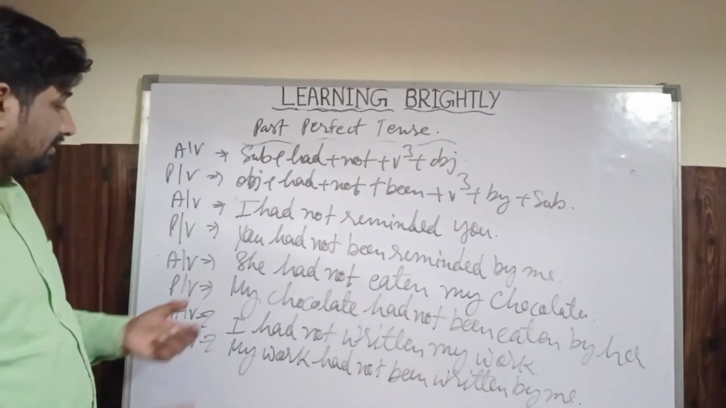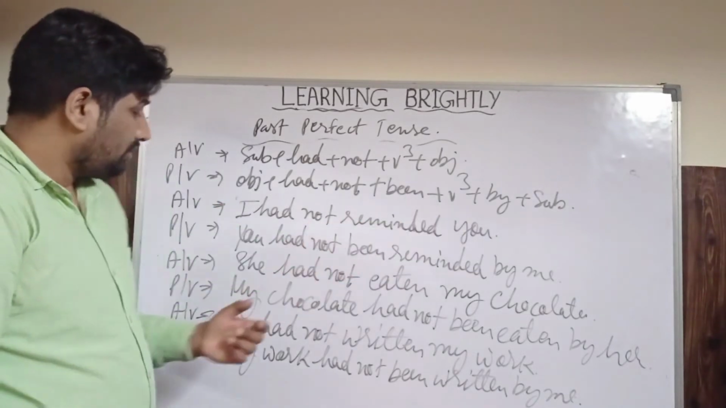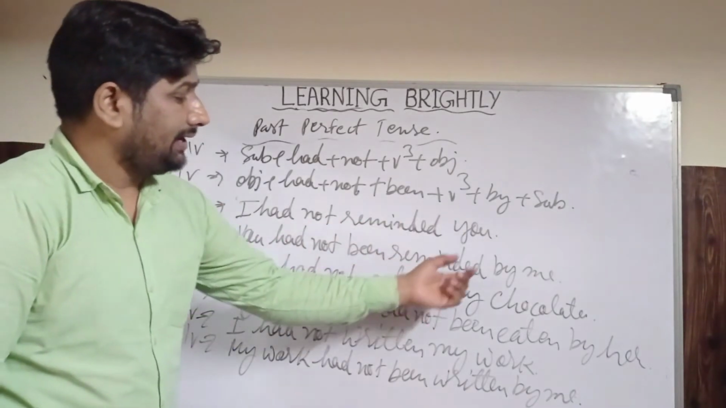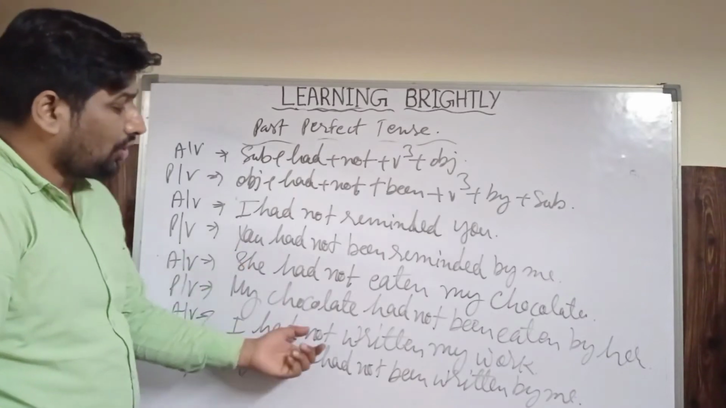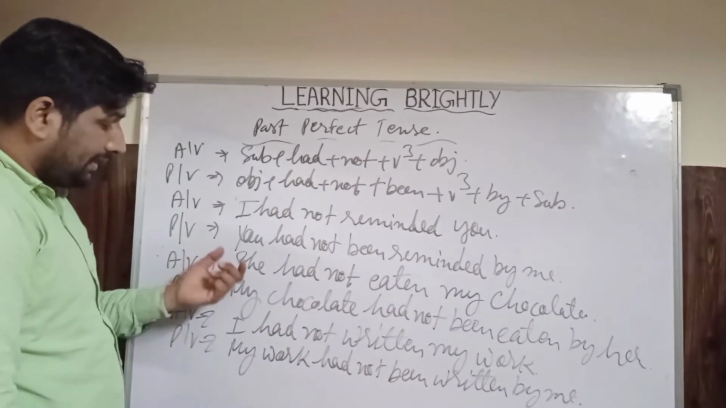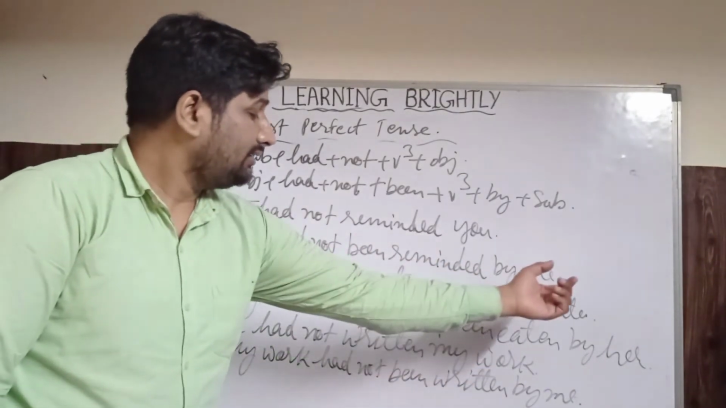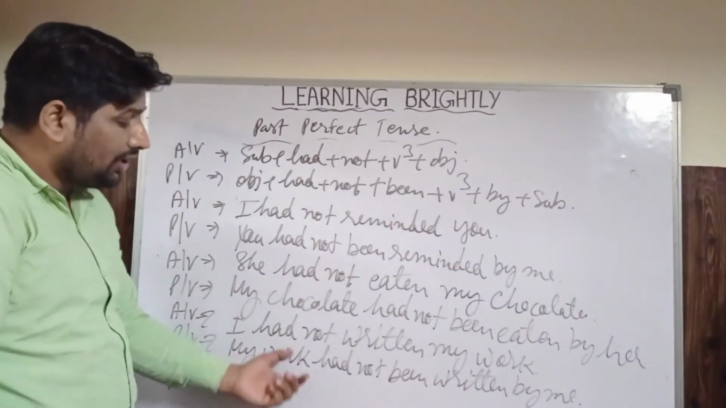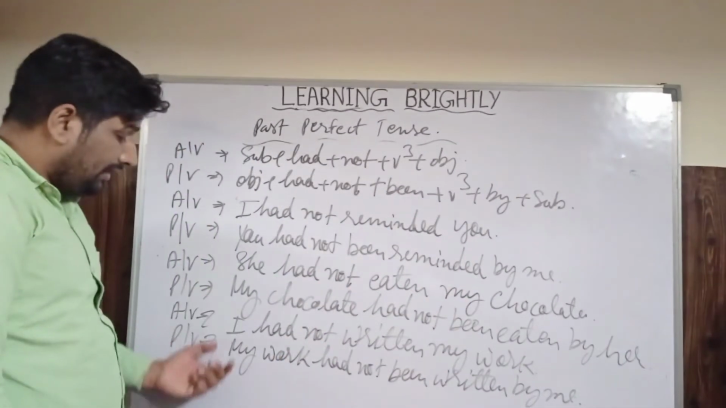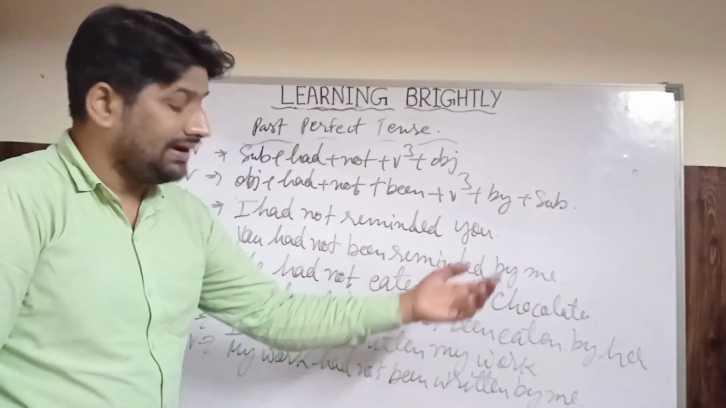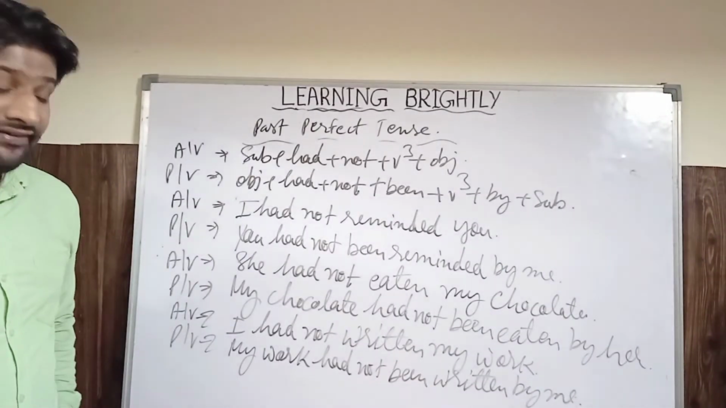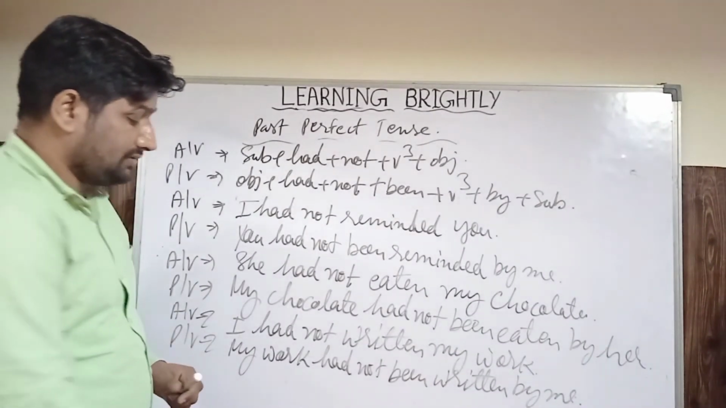Let's start again. I had not reminded you. You had not been reminded by me. She had not eaten my chocolate. My chocolate had not been eaten by her. I had not written my work. My work had not been written by me. Okay, dear friends. So let's start the interrogative sentences.